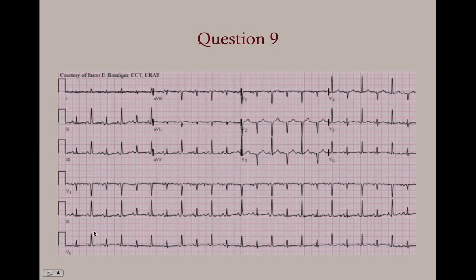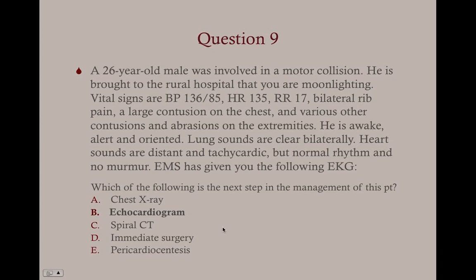So you're alternating QRS amplitudes. Normally your QRS amplitudes would all be the same. So this is electrical alternans. So if you see a patient, he's got electrical alternans, he's got chest trauma, he's got distant heart sounds, I would bet that this patient has hemopericardium. But you're definitely going to want to get your echocardiogram first before you do a pericardiocentesis.